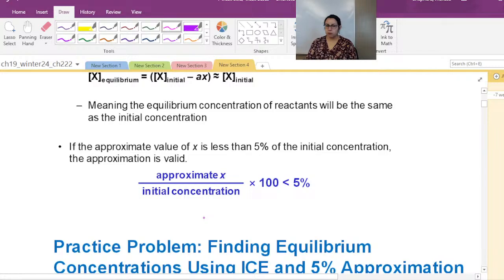And so what we'll have to do is, if we think it's appropriate to make an assumption, we will do that. We'll solve for x, and then we'll double check that x, make sure that our approximation was indeed appropriate and that it was less than 5%. Otherwise, if you misguess, which does happen, and you're over, then you will have to redo it and do the quadratic.